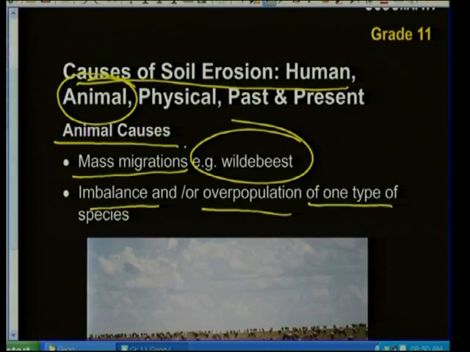The imbalance and overpopulation of one type of species. Remember something, biological inactivity and activity also can result in soil erosion. What we're looking at here is the same type of species living on the same type of land, year in, year out, results in a higher rate of soil erosion in these particular biological areas.